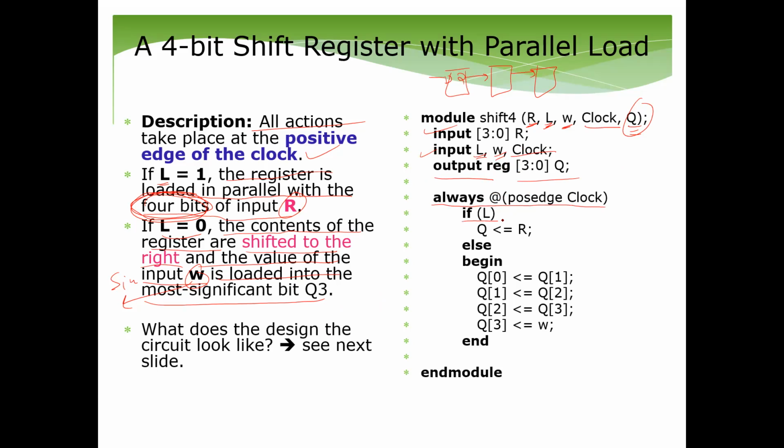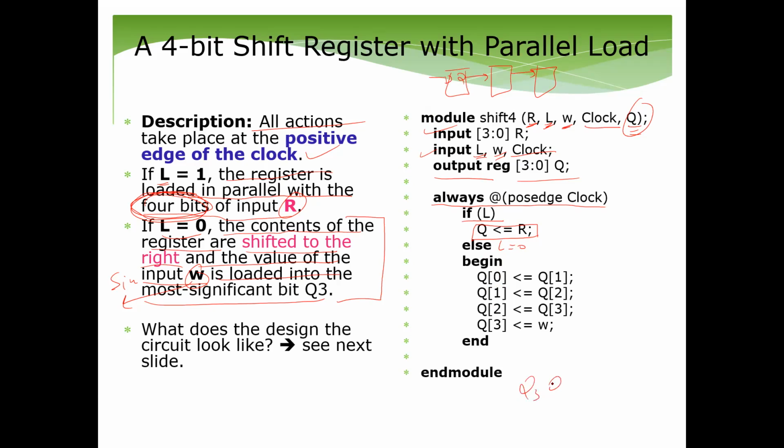Now, if L, that means if I want to load, Q will take on the value of R. This is parallel load. Apply R at the input, read it to Q. Else, that means L is equal to 0. And if L equals 0, we should apply whatever was described in this text. What we want to do is shift right and load the most significant bit with W.